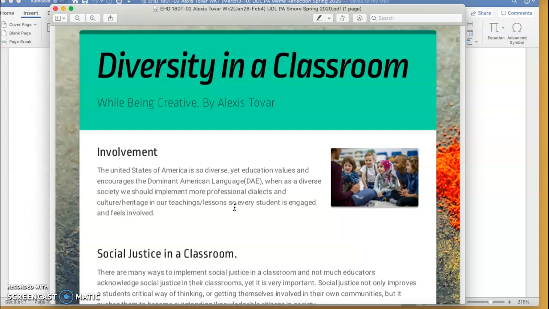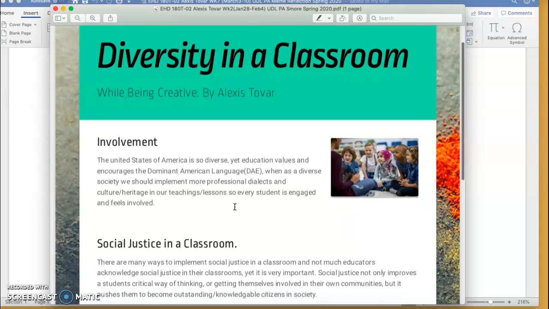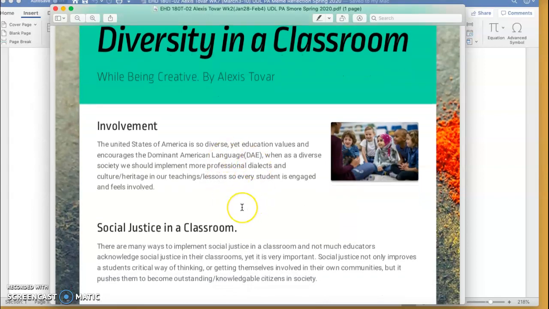So the first UDL reflection I chose was for week 2, and it was a s'more. This was, I believe, the first s'more I created. I've never heard of this application until I got to this classroom, so I really enjoyed it. And I'm still learning more about it too, about the application and what different things you can do with it.